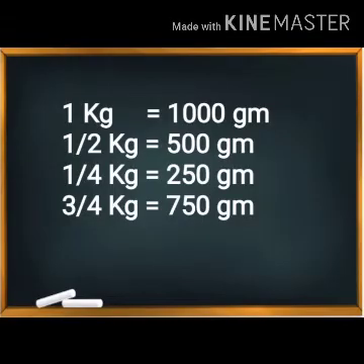Now we are discussing some unit conversion. We already know that 1 kilogram equals 1000 gram. Then what is 500 gram? Yes, we divide the 1 kilogram into 2 equal parts. One part is 500 gram, that is half kilogram. Then what about 250 gram? That is 1 by 4 kilogram. And what about 750 gram? That is 3 by 4 kilogram.